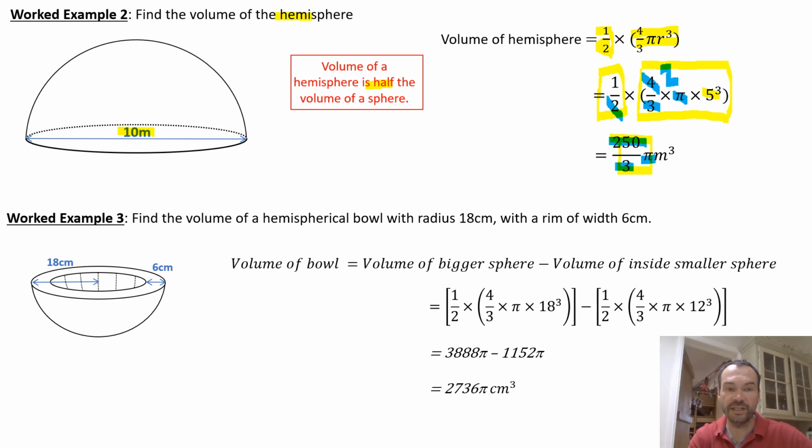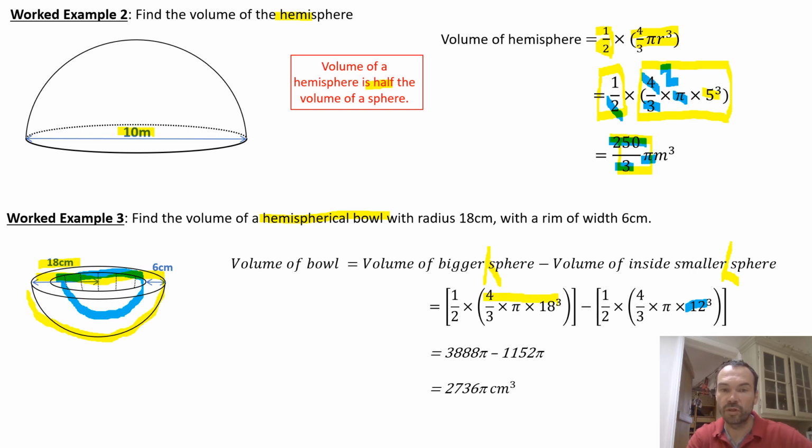Can we do something a bit more complicated than that? What about this bowl, which was a hemisphere? There's the original hemisphere with a radius of 18, out of which has been carved a hemisphere whose radius is not 6, 18 take 6 is 12. Can we correct anything about this working? It's the volume of the bigger hemisphere, take the volume of the inside smaller hemisphere. Okay, so missing words there.